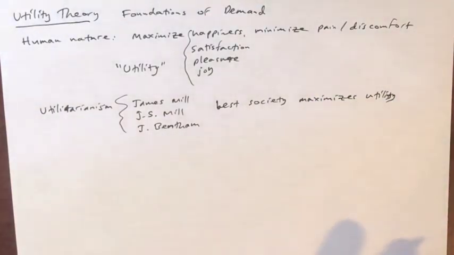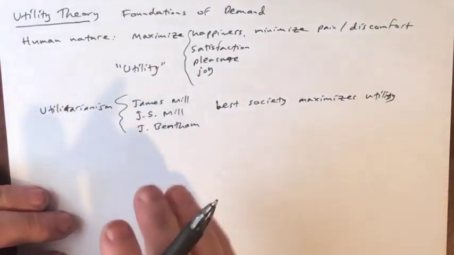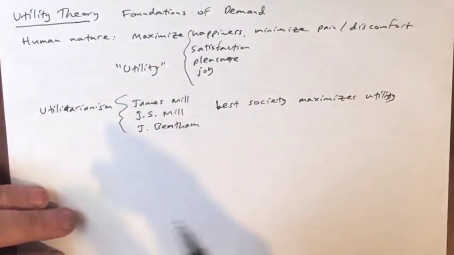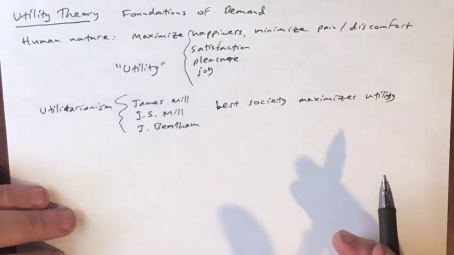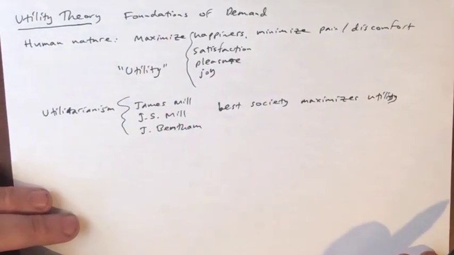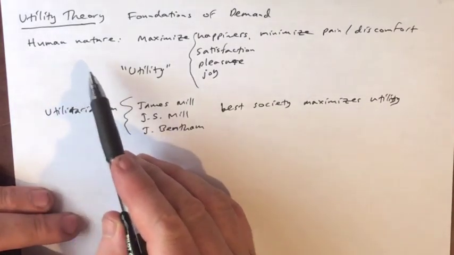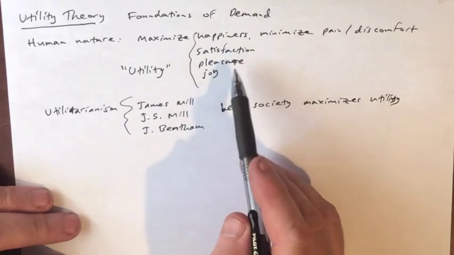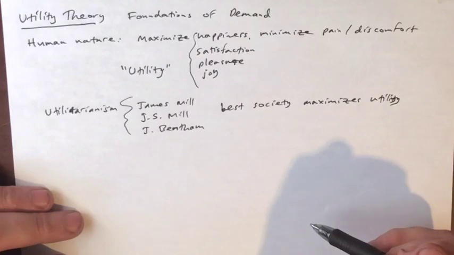This rests on a foundation itself that an individual is doing this. That's where microeconomic theory really takes both of these ideas and incorporates them, which is not surprising because both James Mill and John Stuart Mill also contributed to economic theory in addition to philosophy. So human nature is to maximize happiness or utility and minimize pain or discomfort.